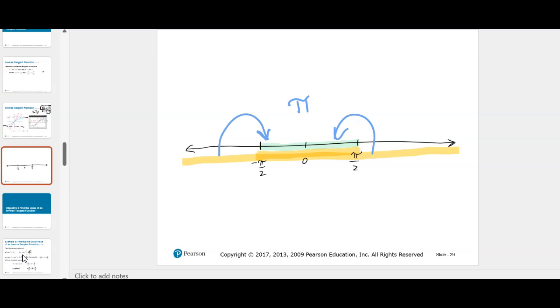All numbers fit into the window between negative pi over 2 and positive pi over 2 by the inverse tangent function. That's what proves that we can do it. It takes in the yellow line, all real numbers, and it squeezes them into the green line segment between negative pi over 2 and positive pi over 2.